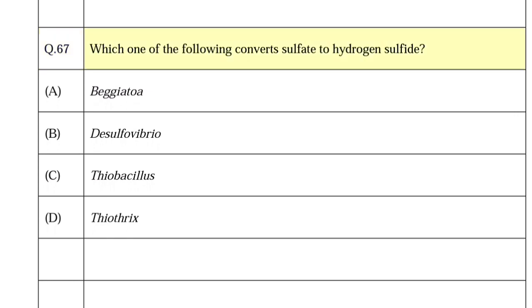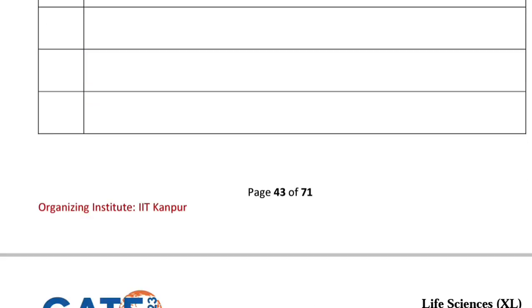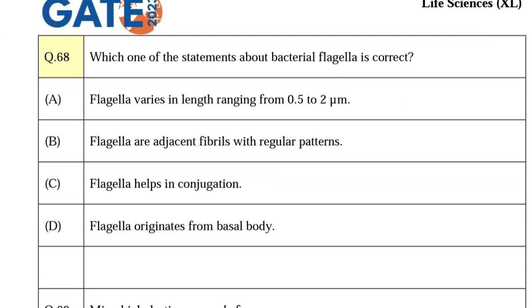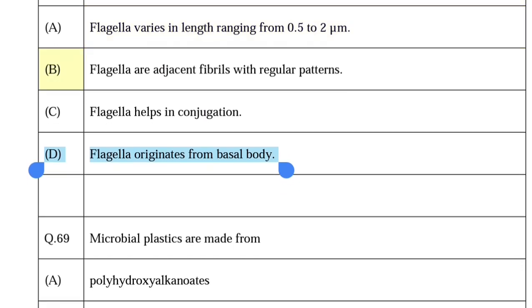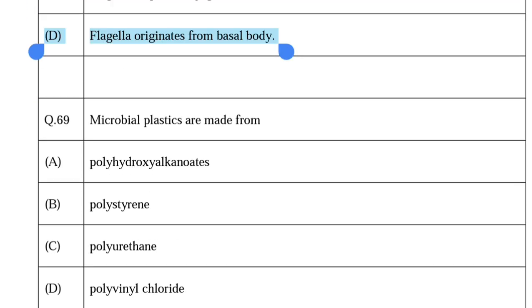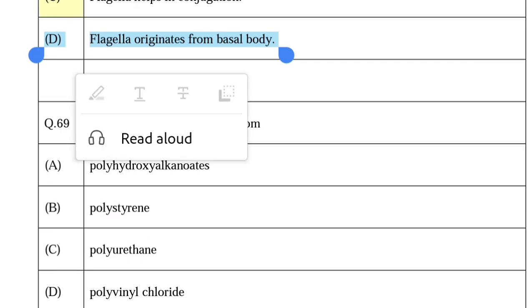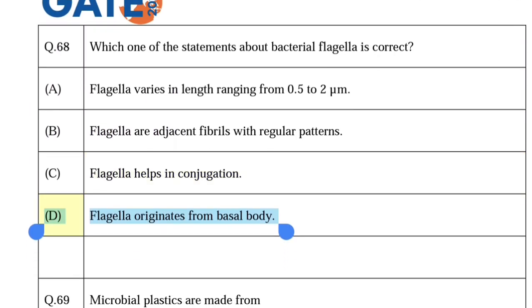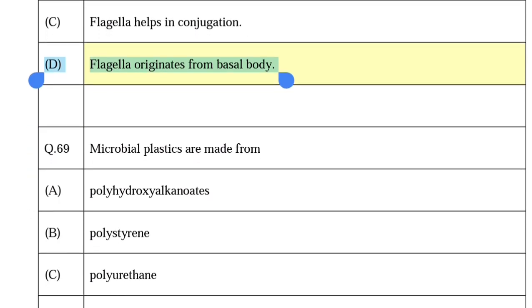Q.67. Which one of the following converts sulfate to hydrogen sulfide? A. Beggiatoa. B. Desulfovibrio. C. Thiobacillus. D. Thiothrix. Q.68. Which one of the statements about bacterial flagella is correct? A. Flagella vary in length ranging from 0.5 to 2 micrometers. B. Flagella are adjacent fibrils with regular patterns. C. Flagella help in conjugation. D. Flagella originate from the basal body.